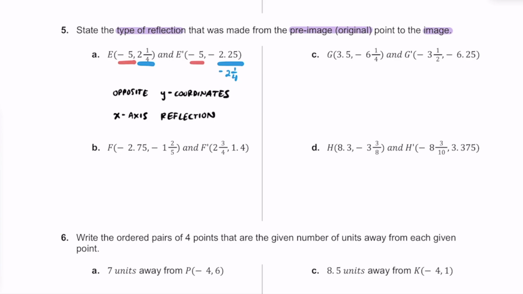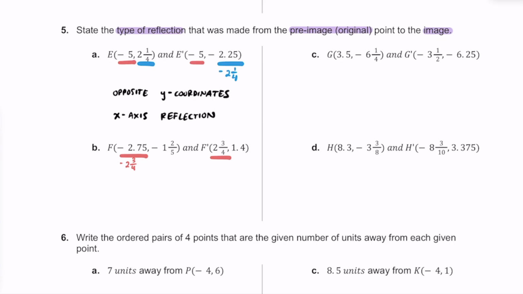All right, what about B? If we look at B, we had these 2 points here of F, and it got reflected to F prime. Let's take a look and see what we can find out about their coordinates. So look at this x coordinate, it says -2 and 75/100ths. This is +2 and 3/4. Now these are identical in terms of their value, you can go ahead and convert them. So they are opposites though, right? So we have opposite x coordinates.